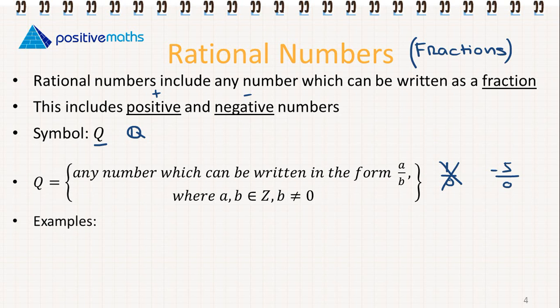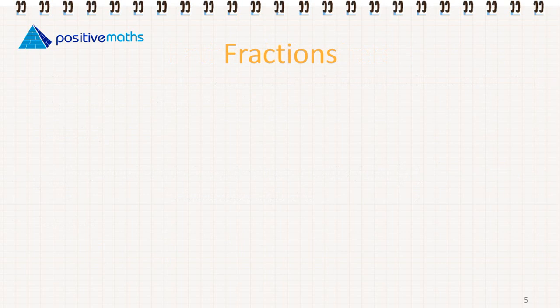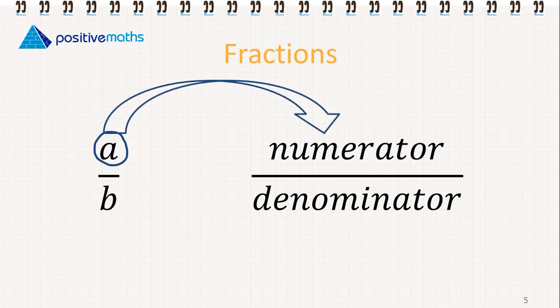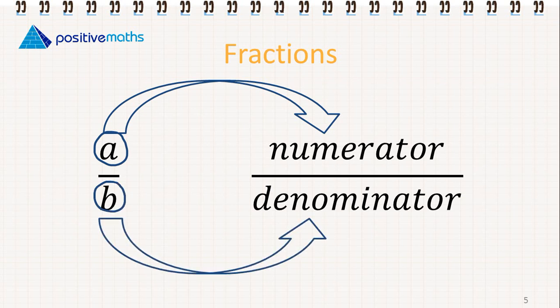So let's think of some examples. In the form of A over B, where A is an integer and B is an integer. So some examples could be 2 over 1, both natural numbers. Could be minus 3 over 2. Could be 5 over 7. So any number written as a fraction is a rational number. So just to talk about fractions for a second, we say that the number at the top, A, is our numerator, and the number at the bottom, in this case B, is a denominator. So if we just take an example of 3 over 4, 3 is our numerator and 4 is our denominator.